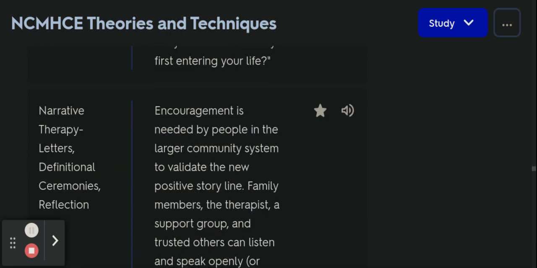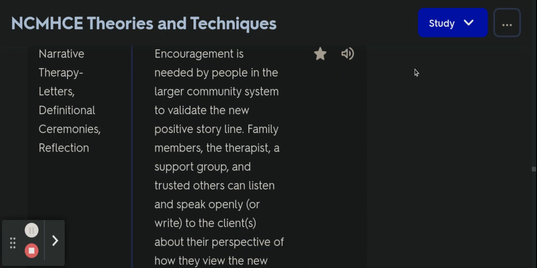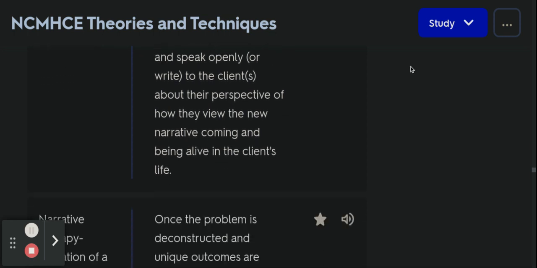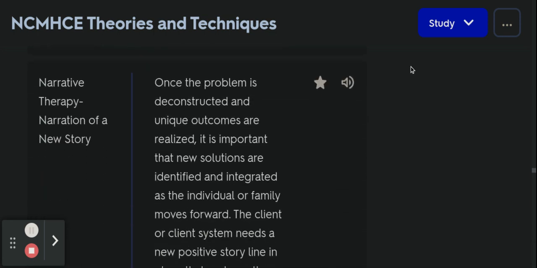Narrative therapy letters, definitional ceremonies, reflection. Encouragement is needed by people in the larger community system to validate the new positive storyline. Family members, the therapist, a support group, and trusted others can listen and speak openly or write to the client about their perspective of how they view the new narrative coming and being alive in the client's life.